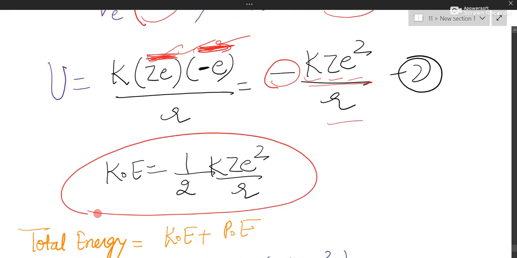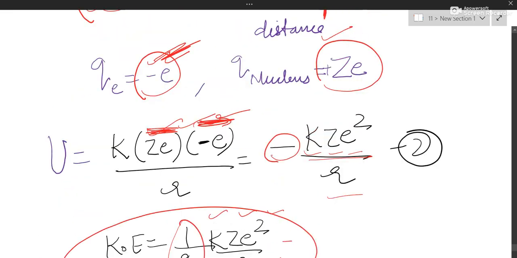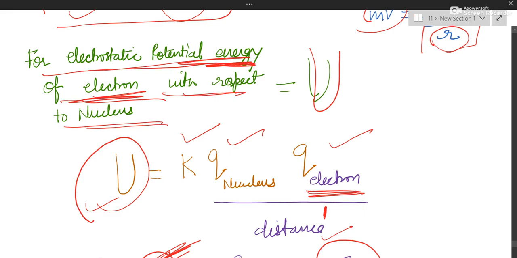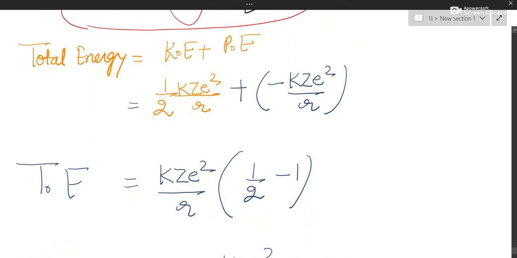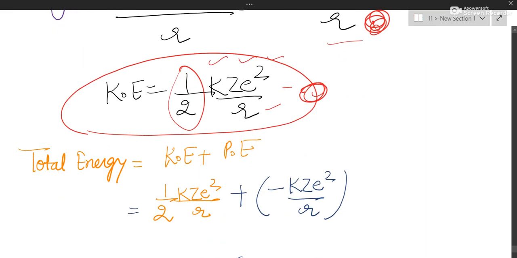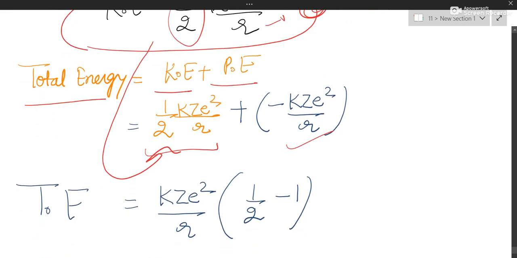Kinetic energy we have just written above. I have rewritten here. Kinetic energy is equal to half K Ze square by r. Here this is kinetic energy, and this is potential energy, right? Now I need total energy, which will be the sum of kinetic and potential. So we will substitute kinetic energy, and potential energy also we are substituting. Now see how I have added.